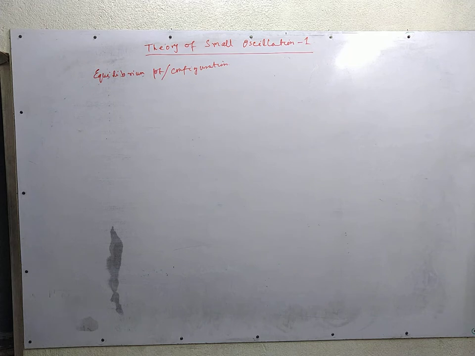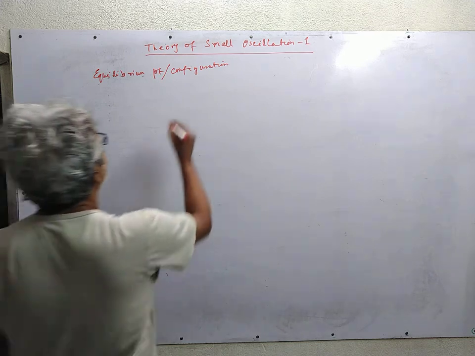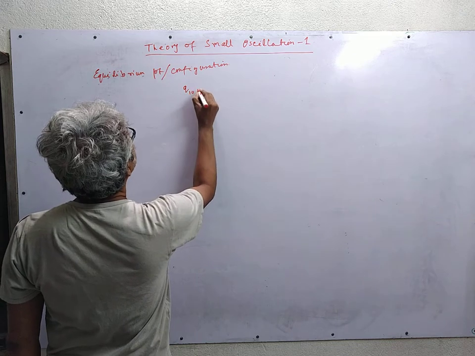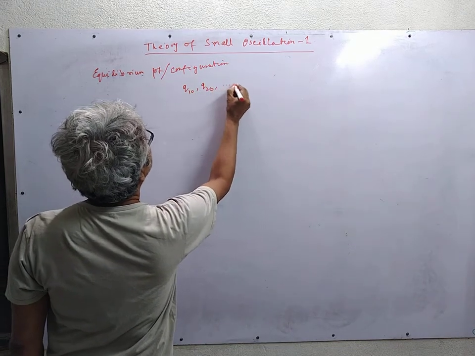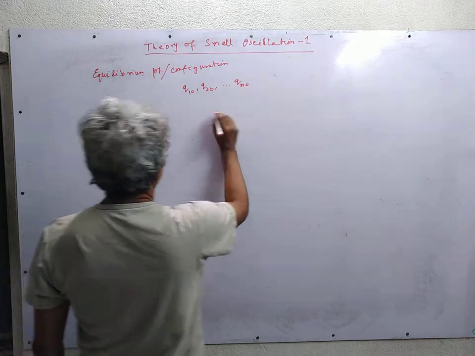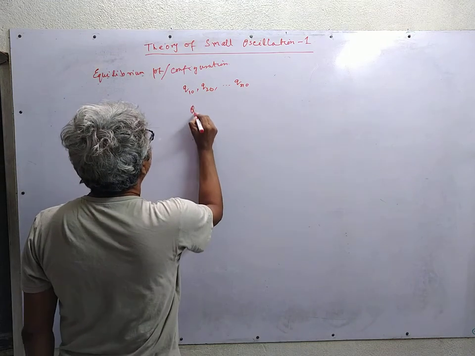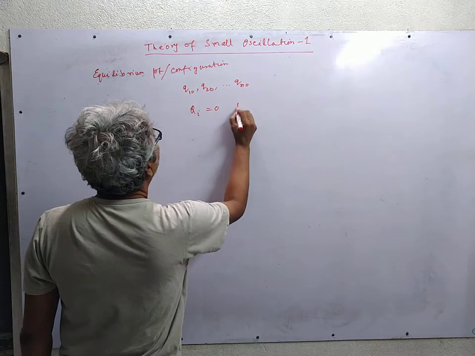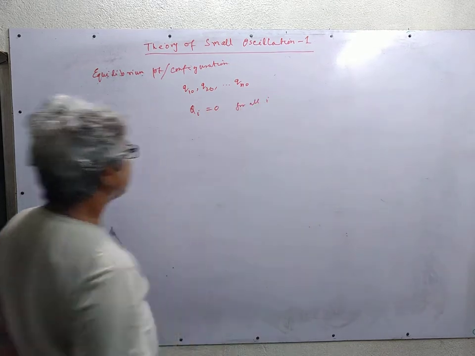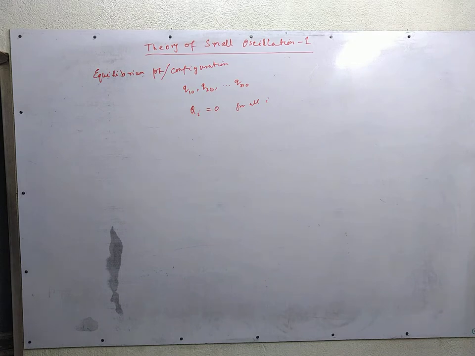At equilibrium, we do not speak about an equilibrium point, we speak of equilibrium configuration. So at equilibrium configuration, we denote it q1^0, q2^0, up to qn^0. This is the equilibrium configuration, and in it the force that acts on the particle is 0 for all i. So this is the definition of equilibrium position.